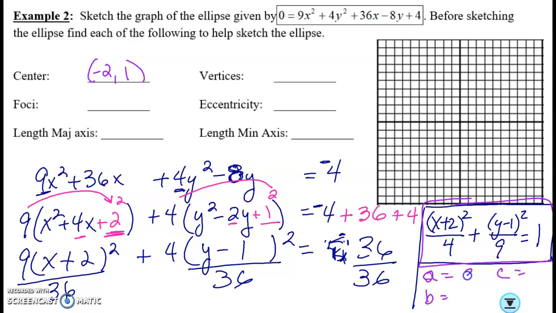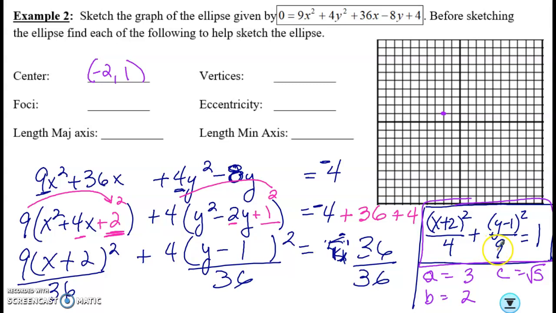We need our a, b, and c value. Our a value is the bigger number, so that's 3. Our b number is the smaller number, so that's 2. And c squared equals a squared minus b squared. This time, this number is going to be the square root of 5. So (-2, 1) is our center.